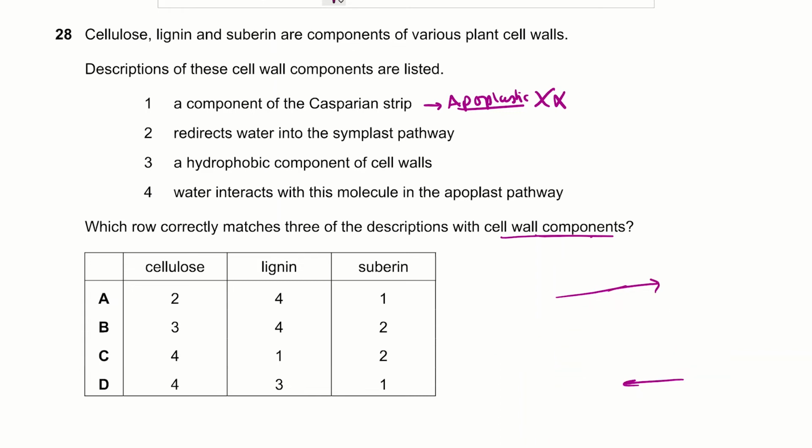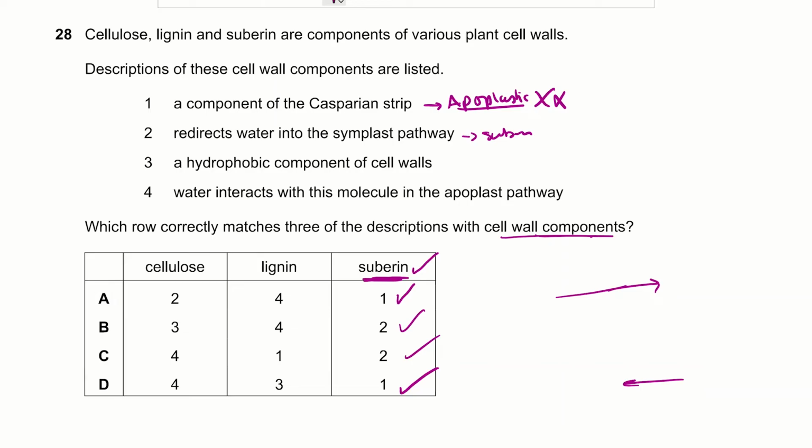Therefore, the only suggestion that suits this description is going to be suberin. Suberin is the component found in the Casparian strip to stop the apoplastic pathway. Therefore, 1 is definitely suberin. 2, redirects water into the symplastic pathway. As we said, it's also going to be the suberin. So suberin is both 1 and 2.